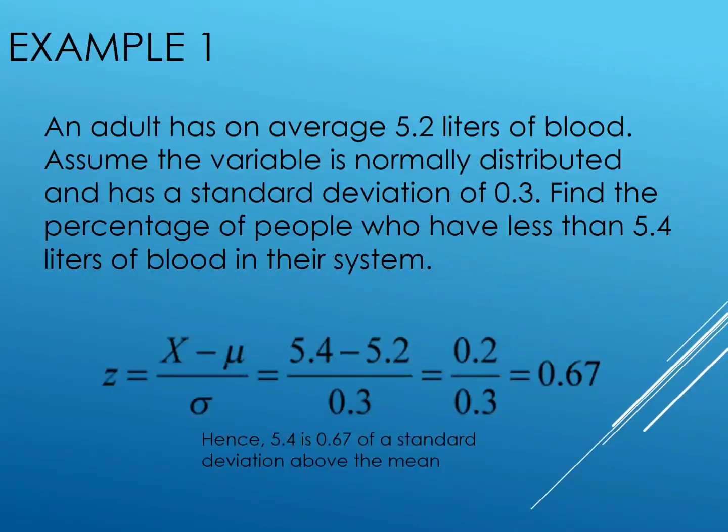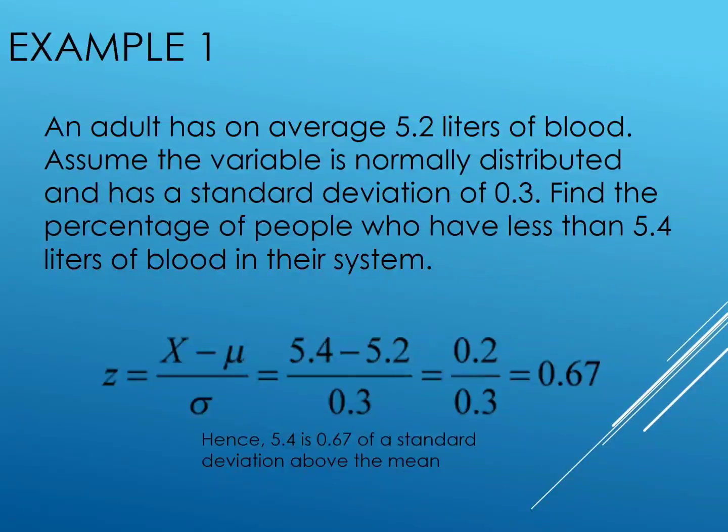Using the formula from before, x minus mu divided by the standard deviation, we get 5.4 minus 5.2 divided by 0.3, and we receive 0.67. That 0.67 is my z-score. So 5.4 is 0.67 of a standard deviation above the mean, meaning I have moved 0.67 standard deviations away from the mean, from the average.